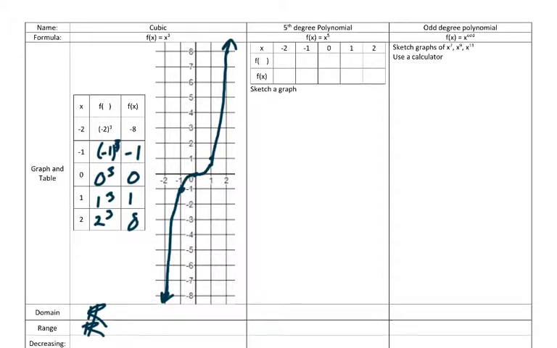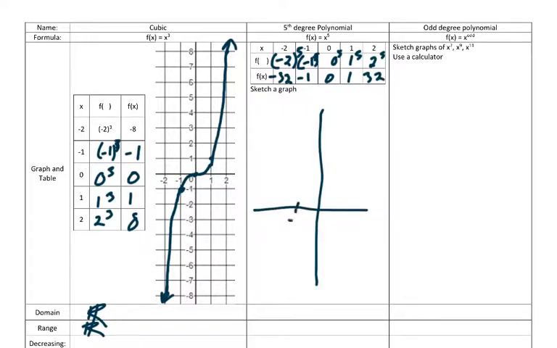So the x to the fifth, I couldn't fit a graph on here, but let's look at what that'd be. That'd be -2 to the fifth, which would be -32, and -1 to the fifth would be -1, 0 to the fifth would be 0, 1 to the fifth would be 1, and 2 to the fifth would be 32. So if I were to sketch a graph, and this was my -1, -2, 1, and 2, and I got a 0, and then up here is 32. Down here is -32.